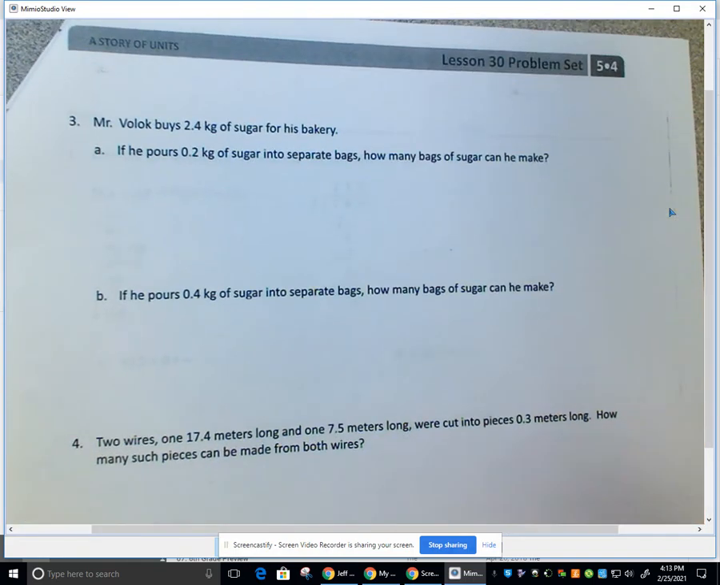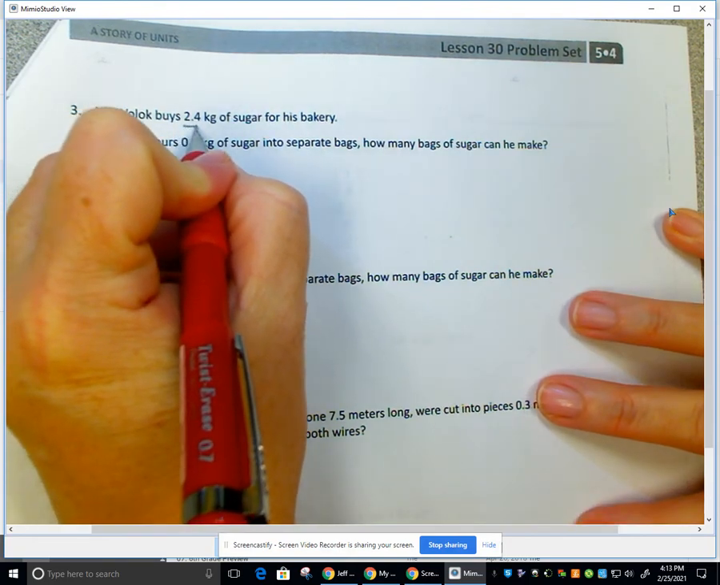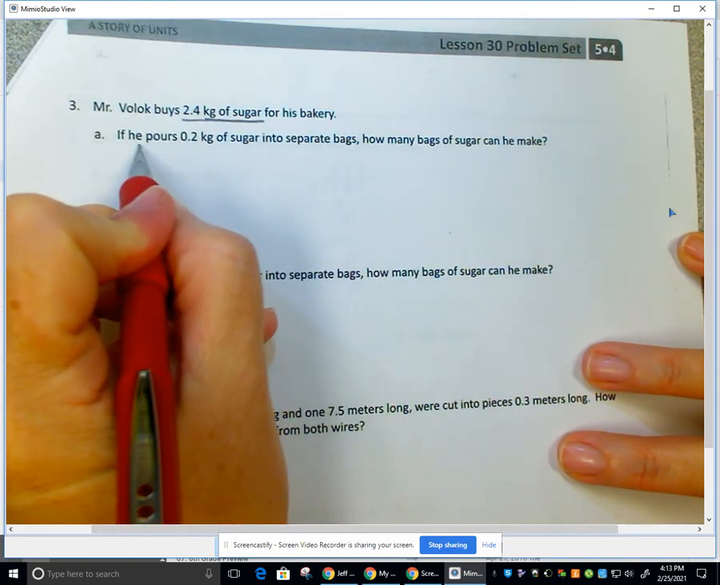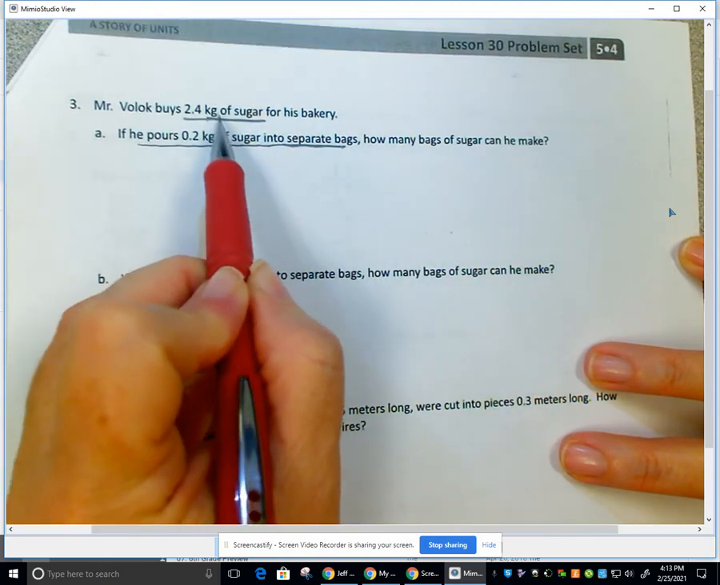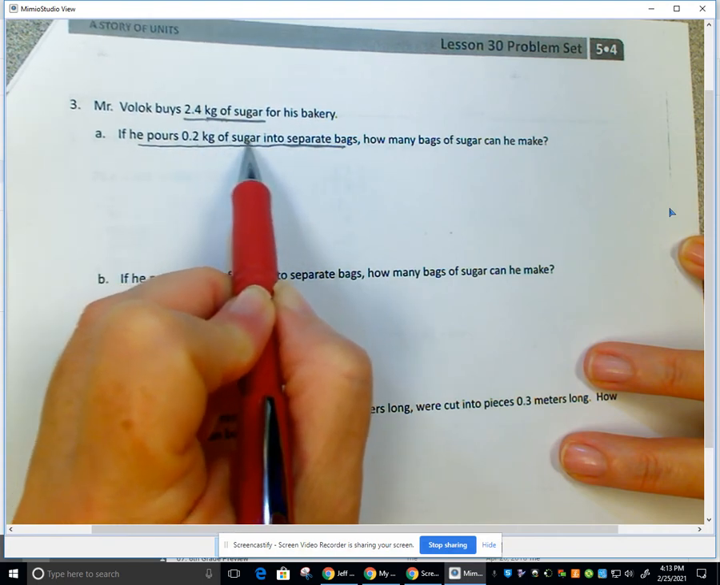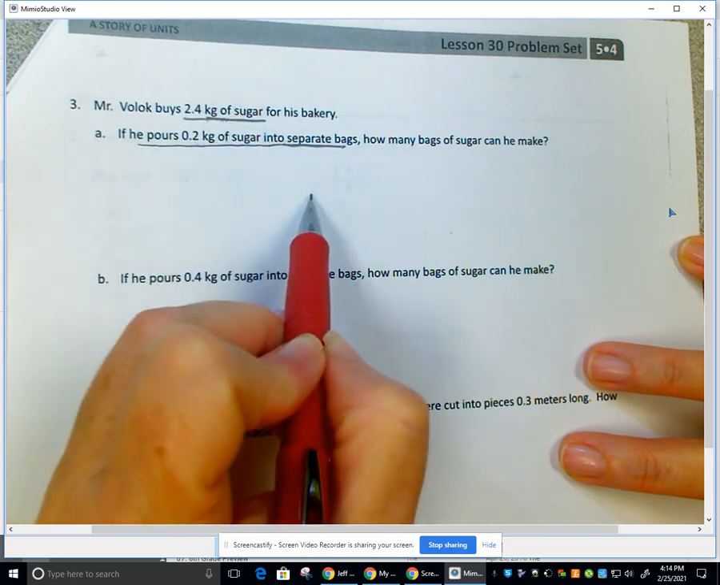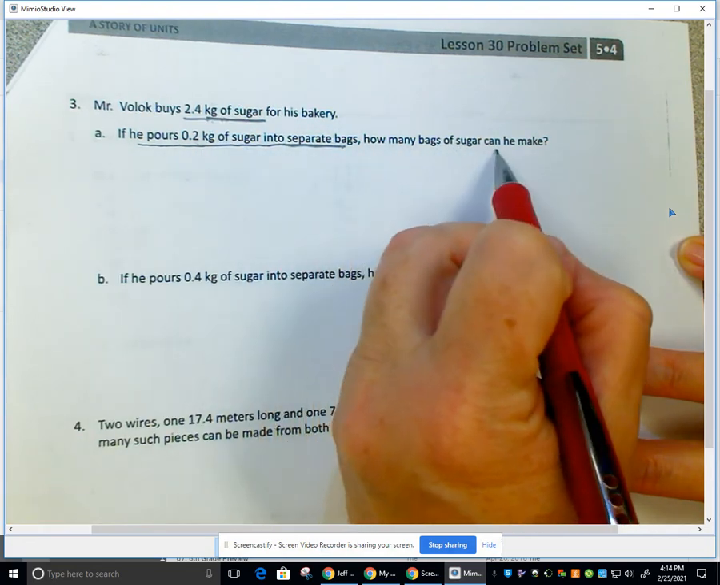Now we're moving over to page 309. All right, it says Mr. Volek buys 2 4/10 kilograms of sugar for his bakery. He pours 2/10 kilograms of sugar into separate bags. So he is separating this into groups. And he's putting 2/10 of this into separate bags, 2/10 in another bag, 2/10 in another bag, until he runs out of sugar. How many bags of sugar can he make?